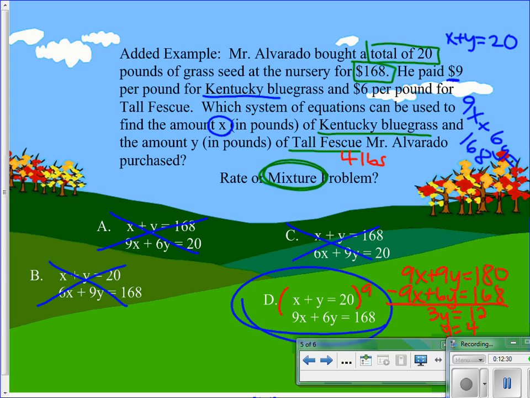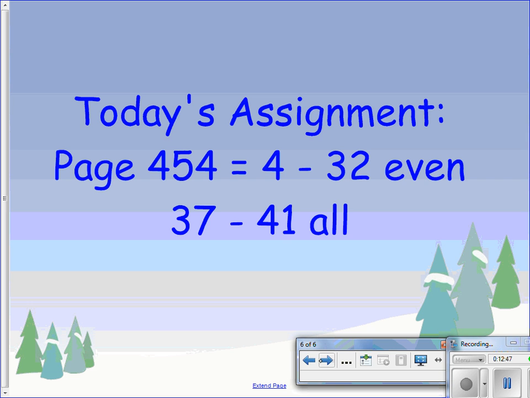4. So that means I bought 4 pounds of the tall fescue. And if I know my pounds of Kentucky bluegrass plus my pounds of fescue equal 20, that means my x has got to equal 16. So I bought 16 pounds of the Kentucky bluegrass. But here is your homework for 7-4.